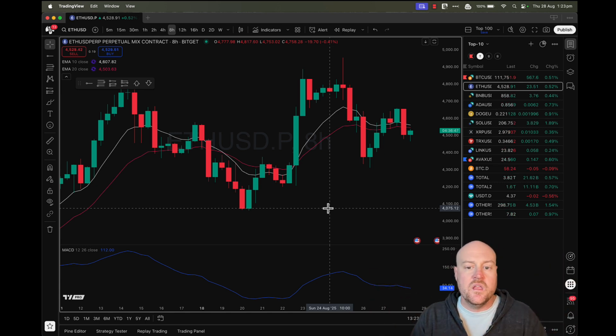I hope this finds you well, and I hope this helps to simplify and just shrink down what you think you need to remember. Because at the end of the day, a higher high and a higher low and a lower high and a lower low is all you need to know when it comes to trend.